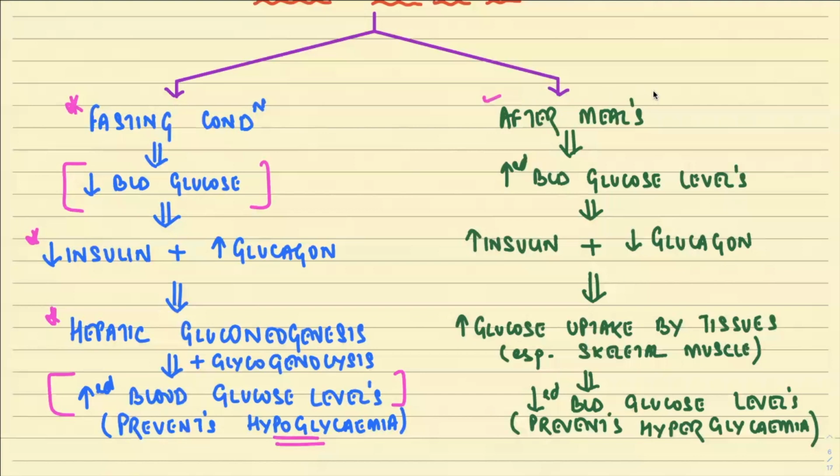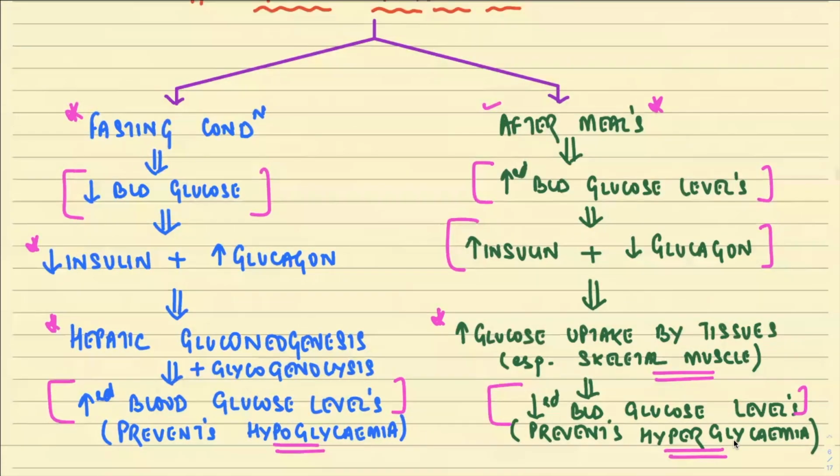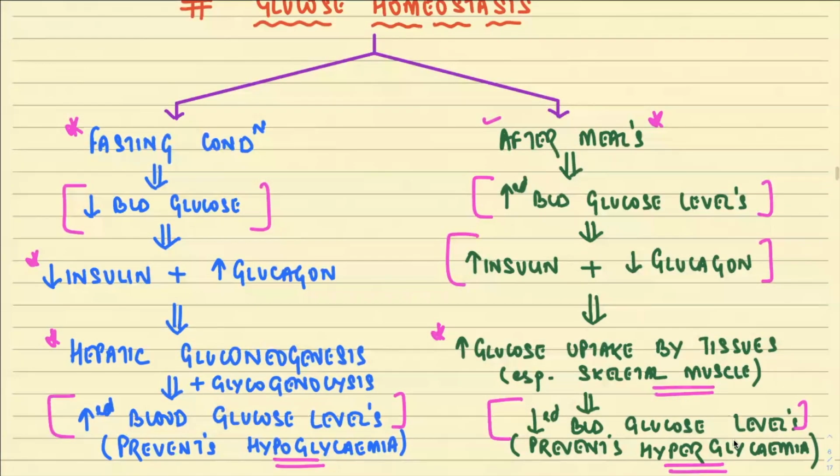After meals, there is an increased blood glucose level. So our body is going to increase the insulin and decrease the glucagon level. That is going to stimulate glucose uptake by the tissues, especially the skeletal muscle. That is the action of insulin. So that is going to decrease the blood glucose level, preventing the hyperglycemic state. You don't have to write this in the exam. This is not the first year. You just have to understand this concept. That's it.